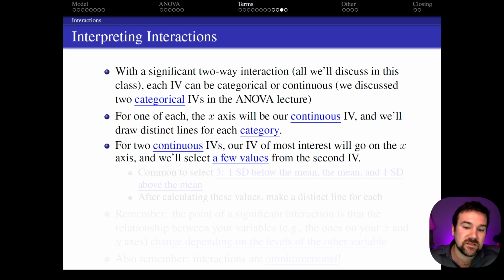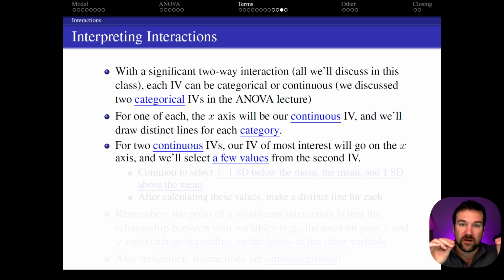For two continuous independent variables, I would put the independent variable that you're most interested in on the x-axis. So if you have one you're interested in and one you're just accounting for, then the one you're interested in will go on the x-axis. And on the y-axis, you'll just have your outcomes like normal. Now, once you have this set up, your first variable as the one of most interest.